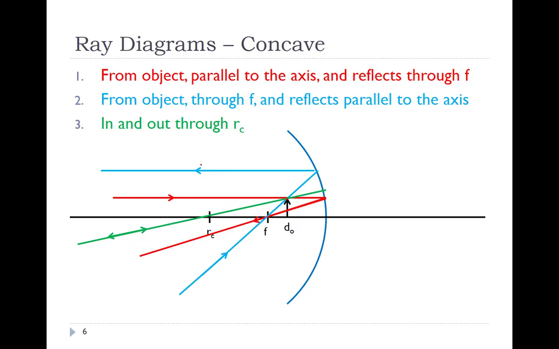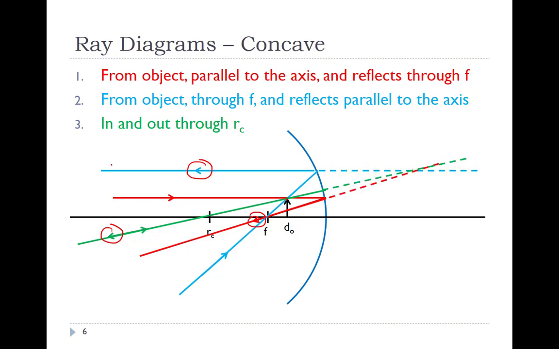Now, if you look at your 3 outgoing rays, you see that in front of the mirror, on the same side as the object, they do not cross. Therefore, I do not get a real image. So I have to go looking for my virtual image. And to find the virtual image, I take the 3 outgoing rays, the ones that I've circled there, and extend them backwards.